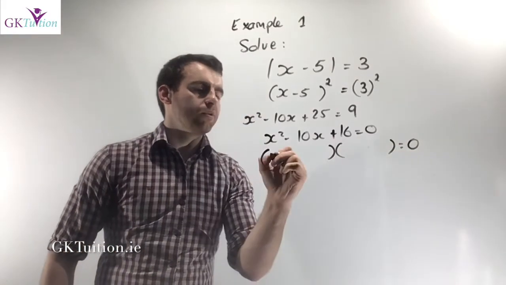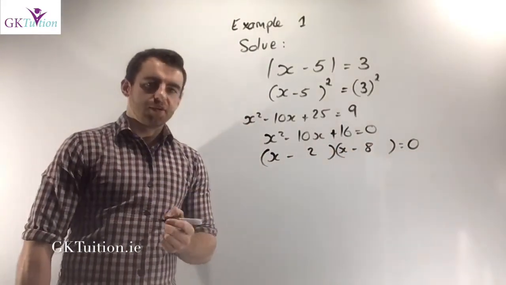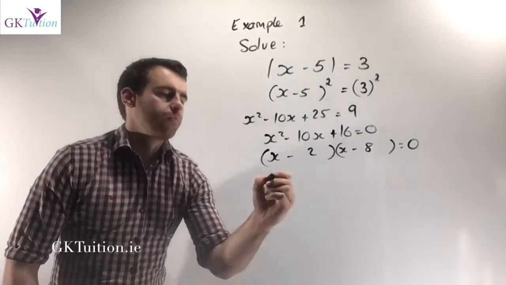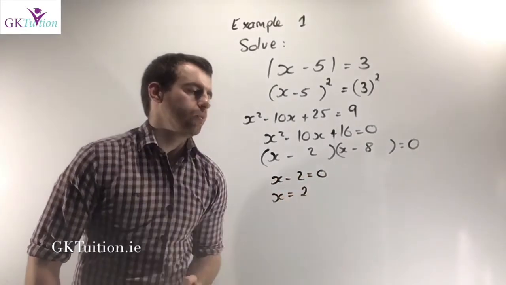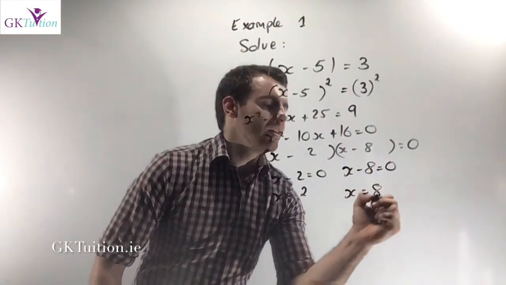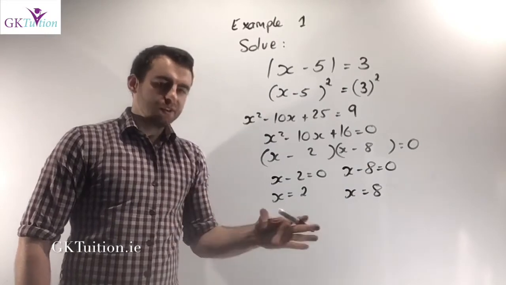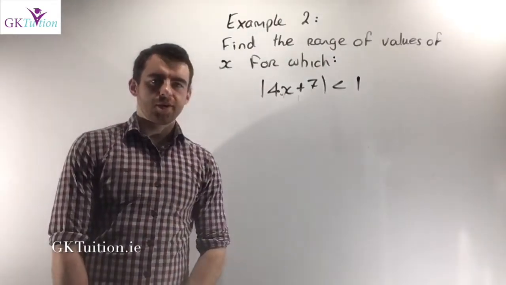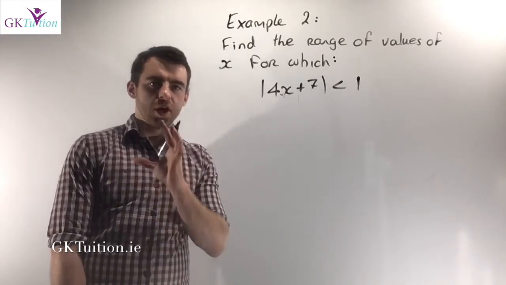So what I can do now is I just get x minus 2 times x minus 8. Once I have the two factors, I can just set each factor equal to 0 and find the roots. So I could say that x minus 2 is equal to 0, which means x equals 2. Or I could say that x minus 8 equals 0, which means that x is equal to 8. So the two possible values for x in this scenario, once again, are working out as x equals 2 or x equals 8.